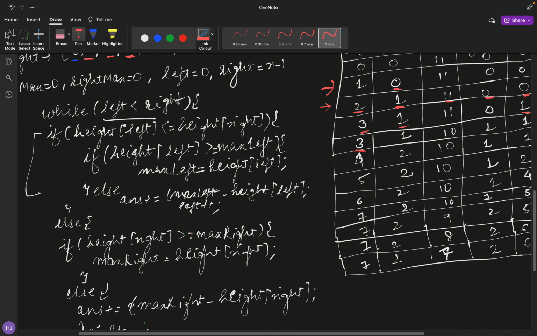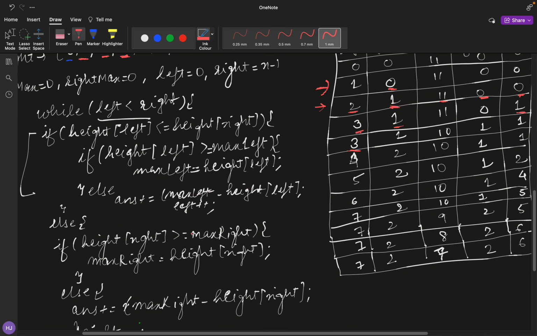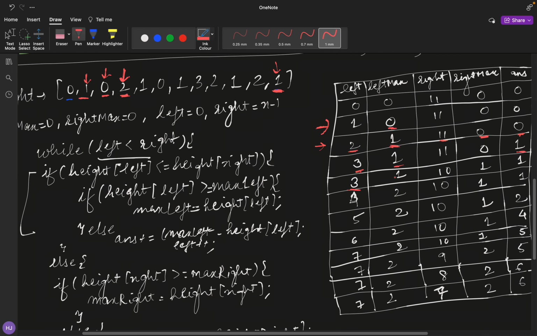So let's move to this else. Is my 1 greater than or equal to my max right? Is 0 greater than or equal to 1? Yes, it is. So I'll update my right max to 1. I already have my answer as 1, and I will go one step backwards. I'll be reaching over here.